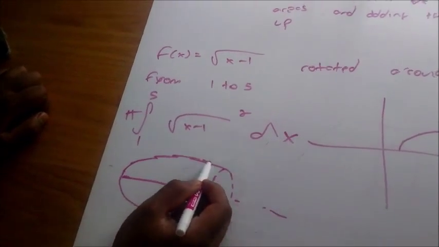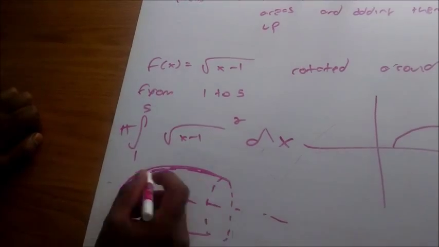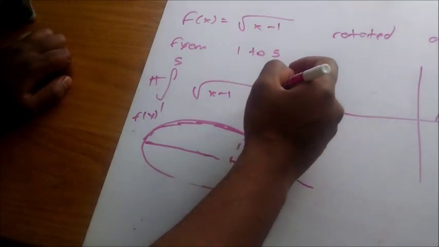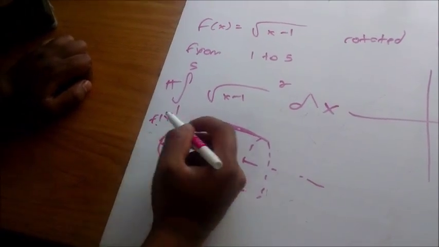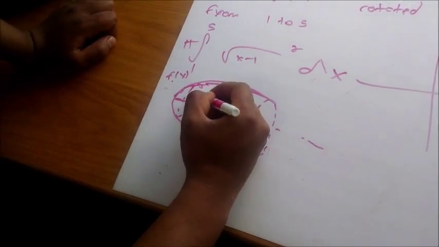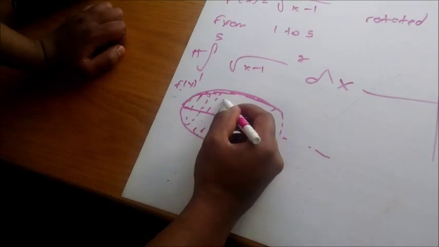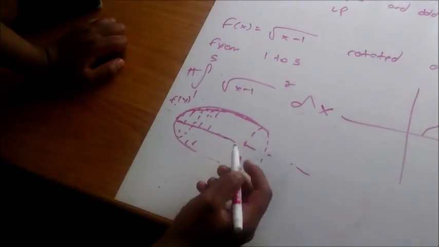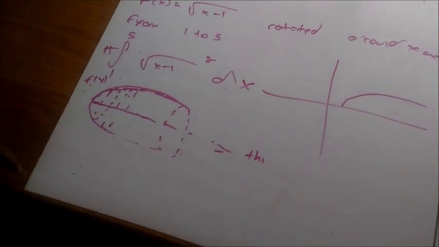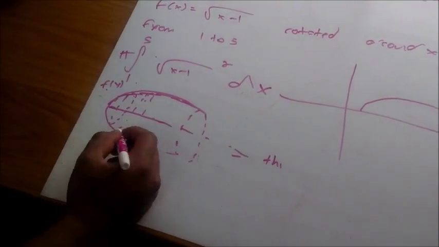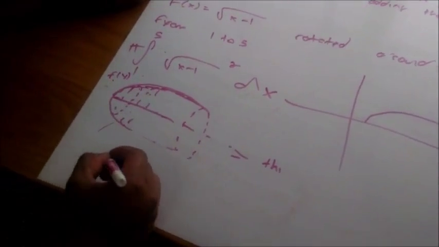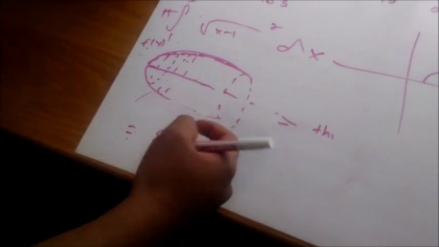So this graph right there is still f of x. When you square f of x and multiply that by pi, you're taking the area of those little circles and adding them all up from 1 to 5. When you do that, you find the total volume of that region, which, when we take the integral, is equal to 8 pi.